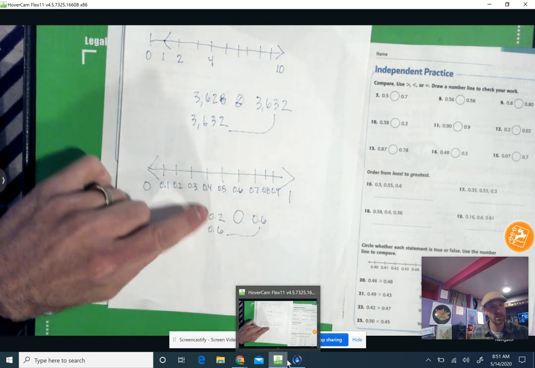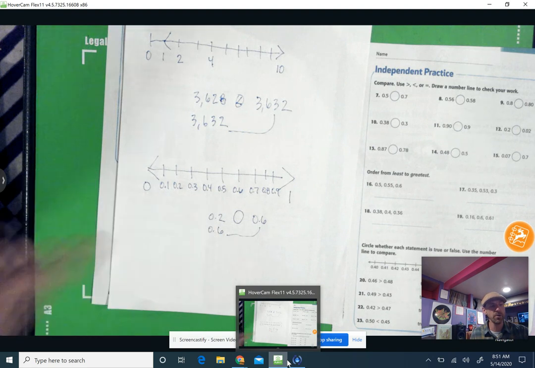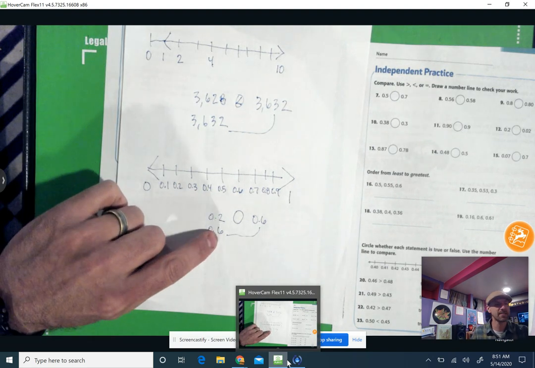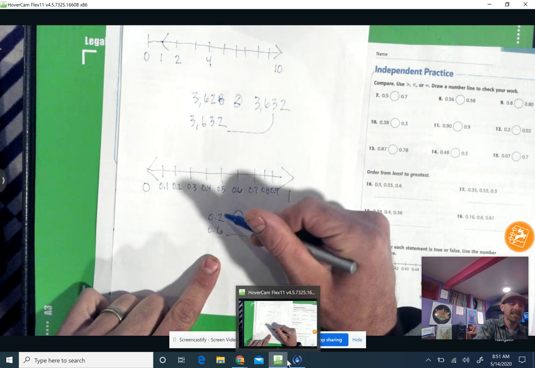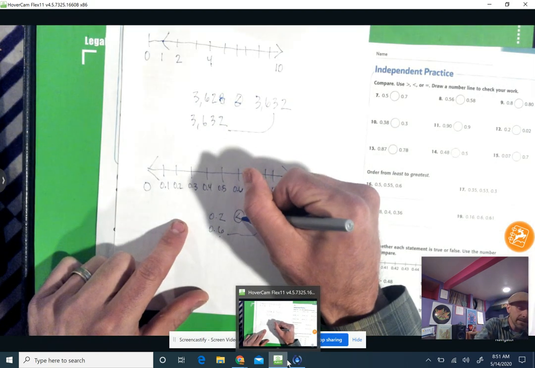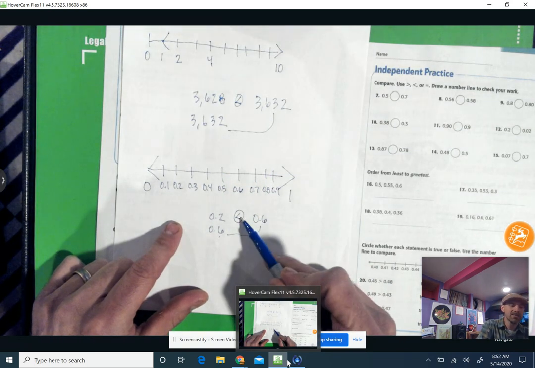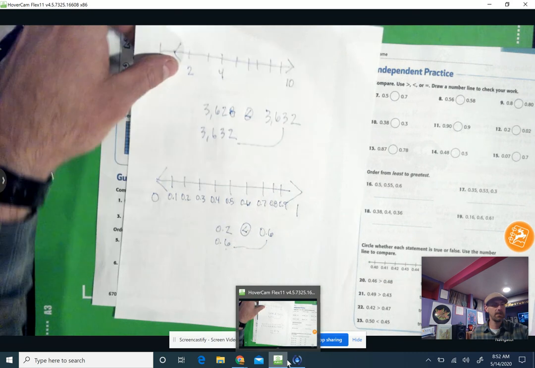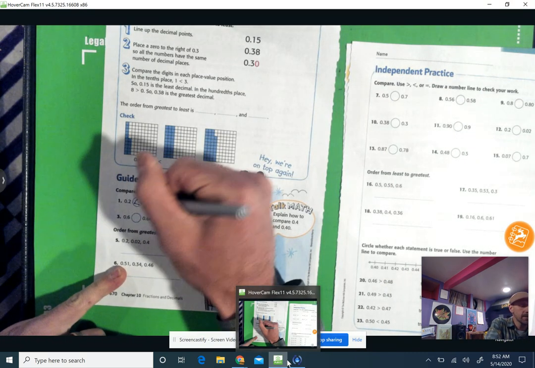Well, like I said, we're going to have zeros in the ones place, so we can't use the ones place, but we can use the tenths place. Okay. And so we have a 2 and a 6. That 6 is greater than the 2, which makes 2/10 less than 6/10, or reading right to left, 6/10 is greater than 2/10. And we can go in and we can put in our appropriate sign.